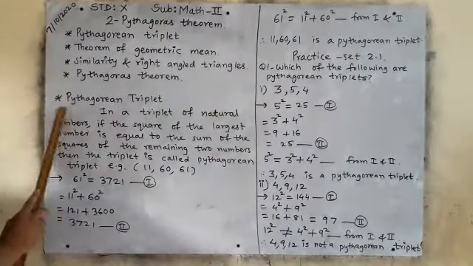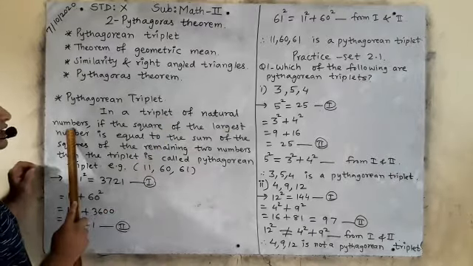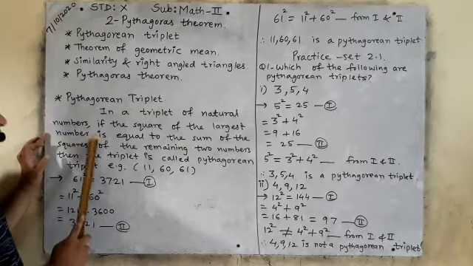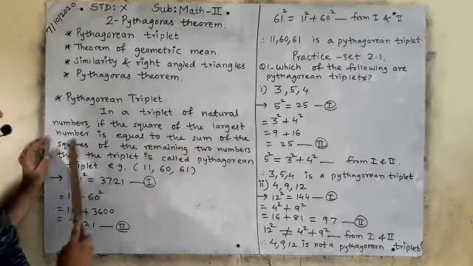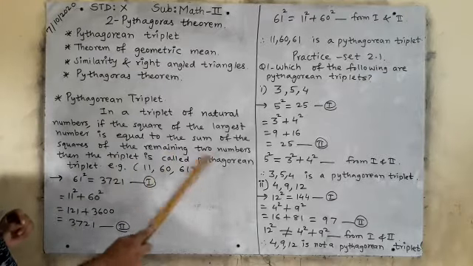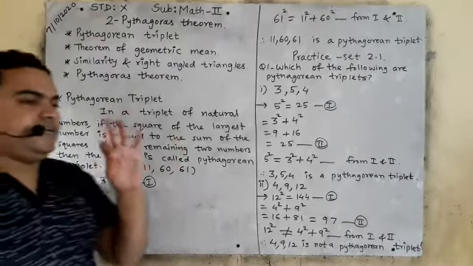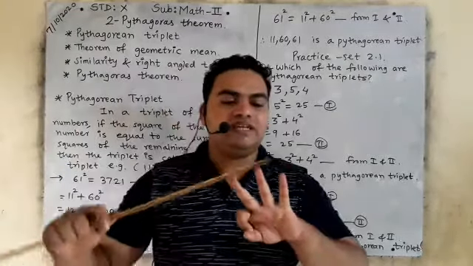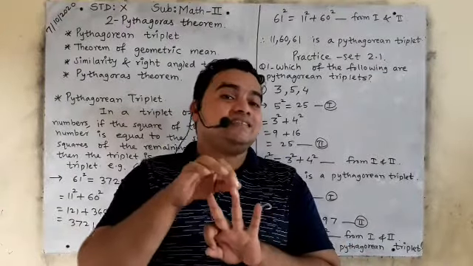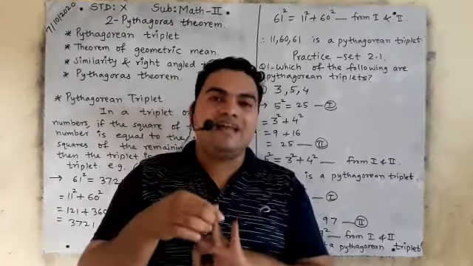So dear students, what is Pythagorean triplet? In a triplet of natural numbers, if the square of the largest number is equal to the sum of the squares of the remaining two numbers, then the triplet is called Pythagorean triplet. What does this definition mean? In a triplet of natural numbers, suppose three numbers will be given to you. You have to choose the largest number and you have to find the square of the largest number.